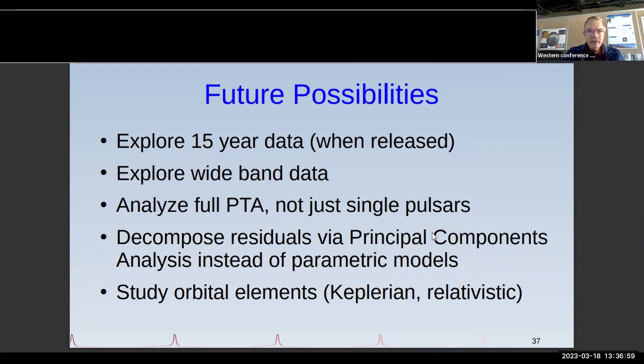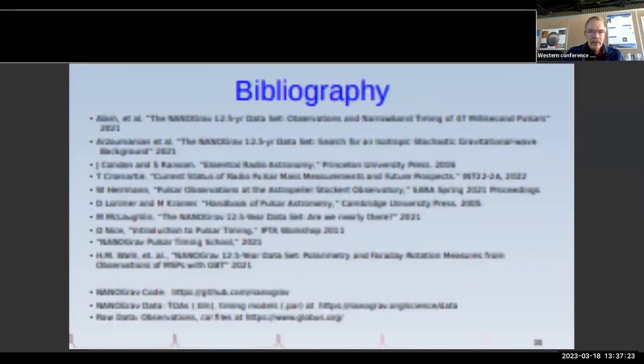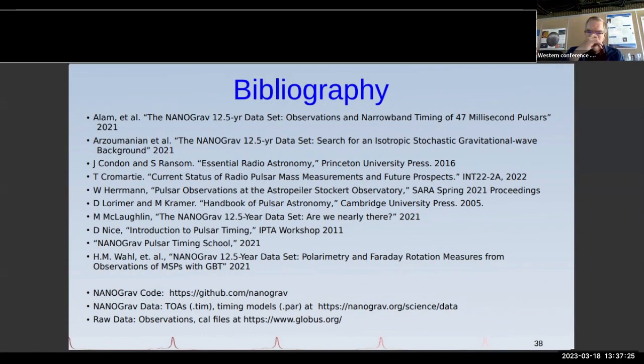But it does help you if you're trying to come back in a month or a year and run the same pulsar. Then you can see, well, what's changed here. So it's an option. And then there's a lot of other things you can do. You can study the Keplerian orbital elements from this data and the relativistic ones. So there's quite a bit more to do. But like I said at the beginning, this is just the exploration of it. So if you've got this, these are the papers and presentations and the sources that you can look at. So are there any questions?